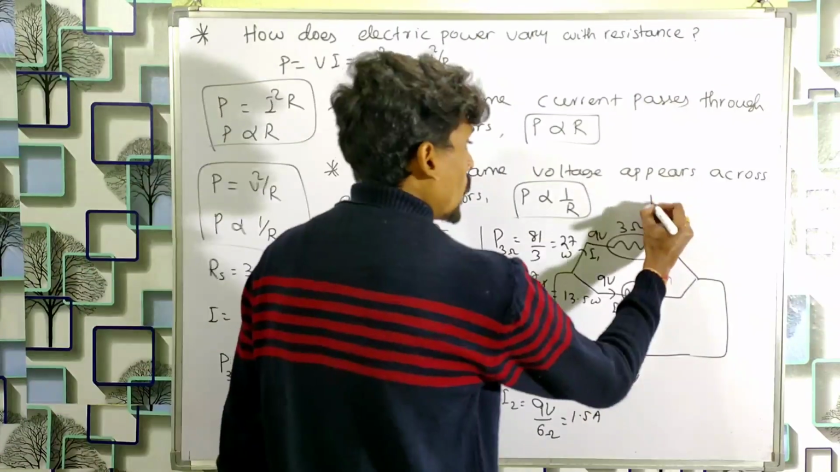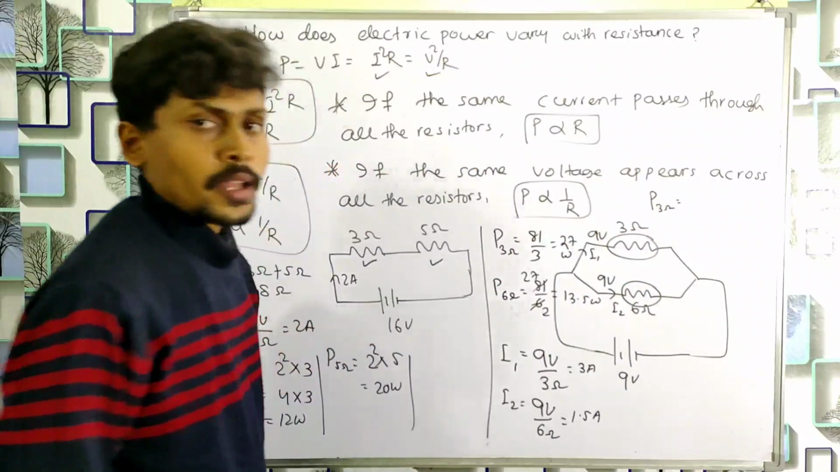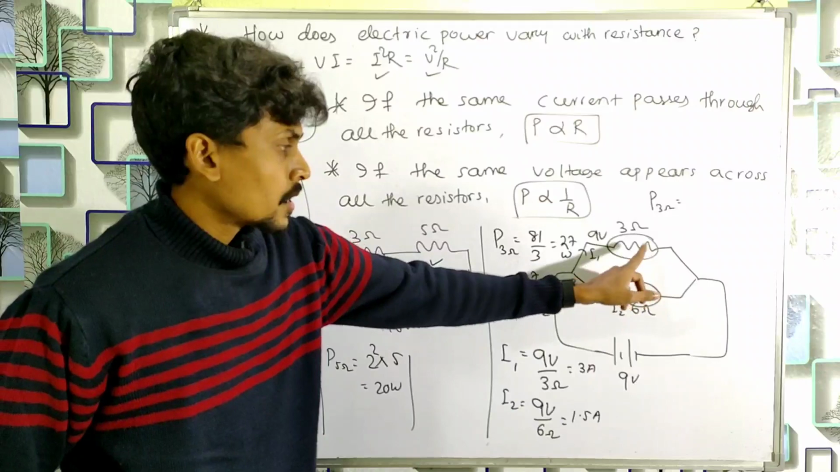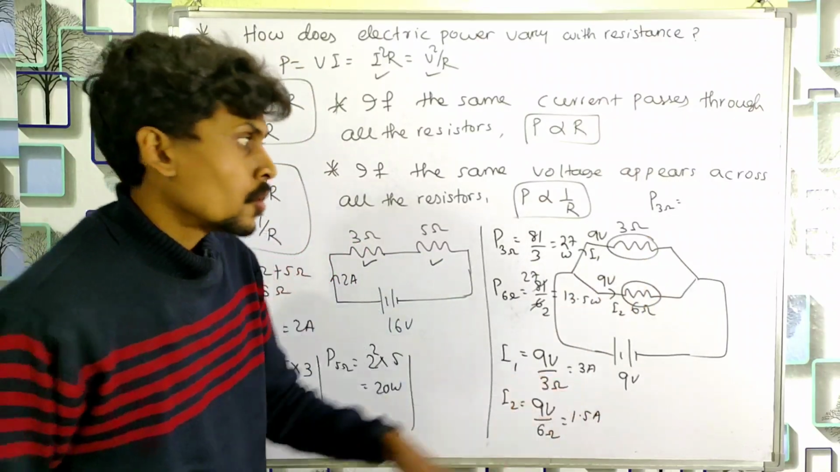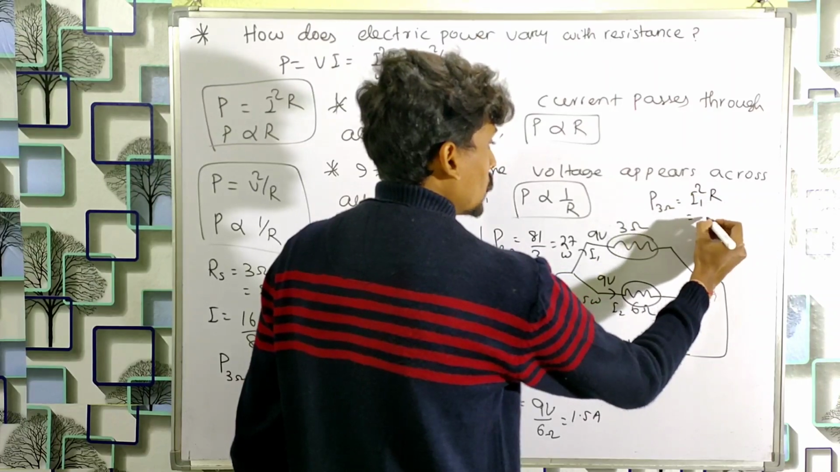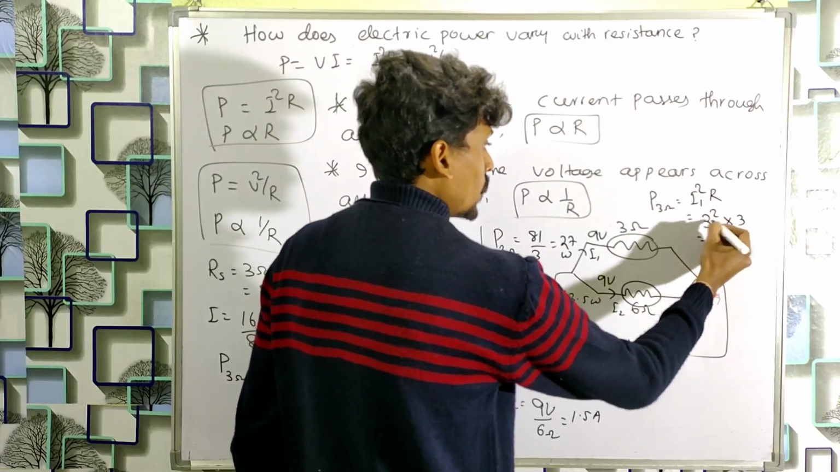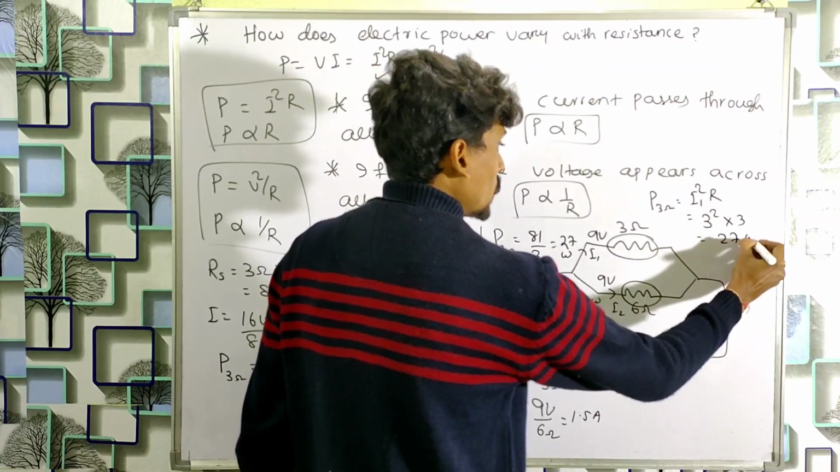So what is the power consumed by 3 ohm? Let us apply the I square R formula. So how much current flows through 3 ohm? 3 ampere current flows. So I1 square into R, this will be 3 square into 3. So 3 square is 9, 9 into 3 will be 27 watt.